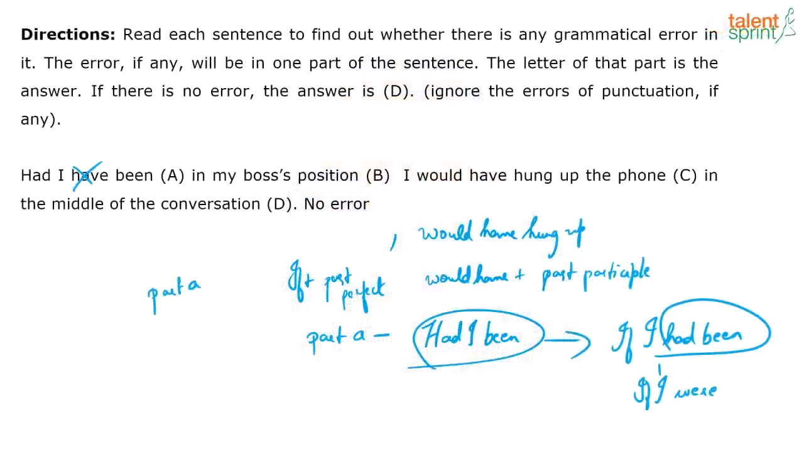So you need to only look for the form. If the second clause form is correct, would have plus past participle, don't do anything there. You don't have to change anything there, right? But what is incorrect is the first clause. "Had I have been," incorrect. "Had I been" or "if I had been," yeah? That's the answer. So the error is in part A. You just delete "have" and that's about it.